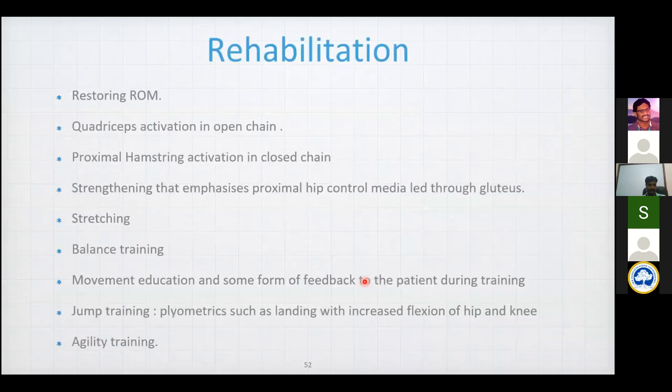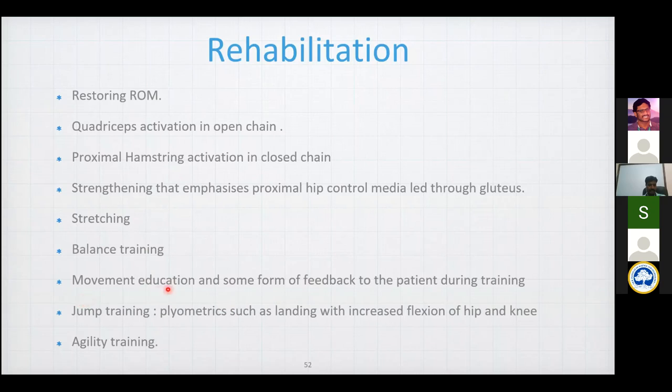Okay, next. Rehabilitation. Okay, what is the main purpose of rehabilitation? Restoring the range of motion that we have lost during the injury. Quadriceps activation in open chain as soon as possible. Proximal hamstring activation in closed chain. Strengthening that emphasizes proximal hip control via glutes and core control, stretching, balance training, that is proprioceptive training, movement education, and some form of feedback to the patient during the training.